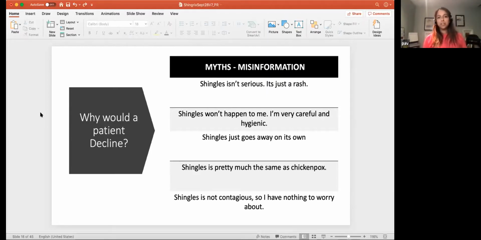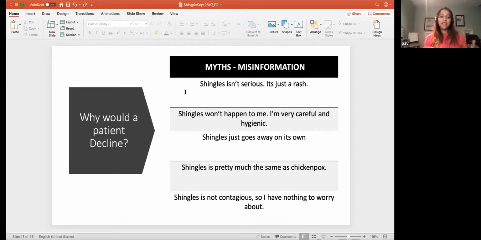But not all our patients are going to be like that. In my personal experience, sometimes those patients are few and far apart, and we'll come across a lot of patients who have myths or misinformation, and they really have a rebuttal to anything we say or have a lot of false pretenses as to why they feel that they don't need this vaccine or this medication that we're recommending.